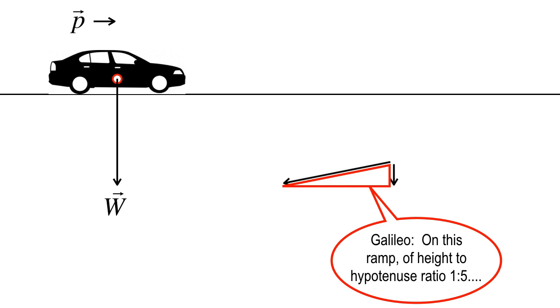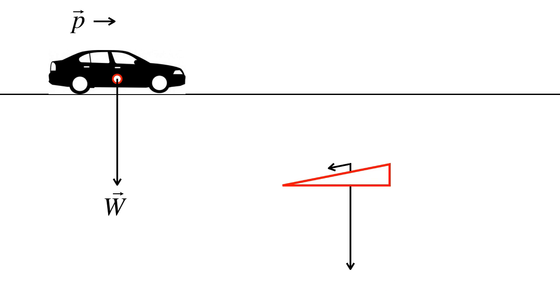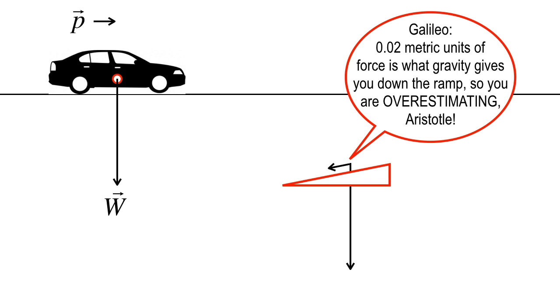Now, why is this ramp important? Because Galileo knew that the amount of force that gravity provides, if the car is on this ramp, the force down the ramp that it gets, it doesn't get the full gravitational force because it's on the ramp, so it doesn't accelerate at 9.8 meters per second squared down the ramp. But it still gets a little bit of acceleration down the ramp, and it's from this force, just a little.